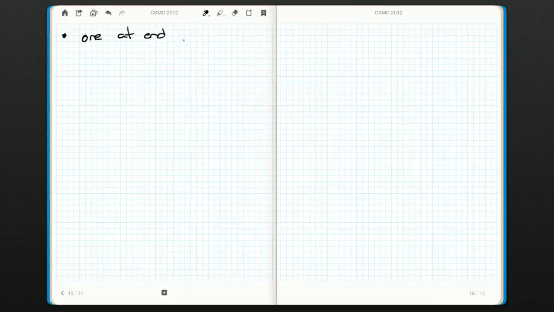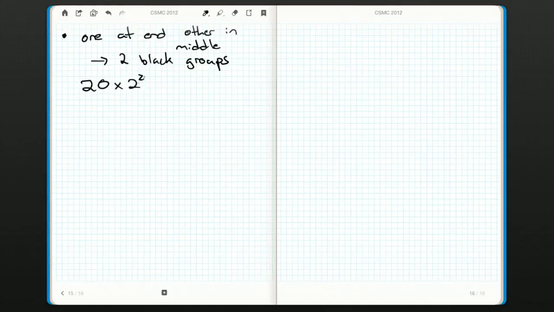So one at an end, another in the middle. That gives us 2 black groups. How many ways were there to do that? Well, that was 20, and then 2 times for each different black group. So that's going to be 80 ways. So now we're up to 126 different ways.